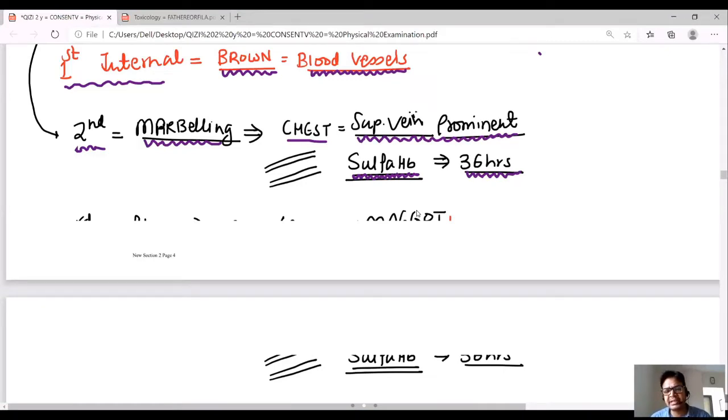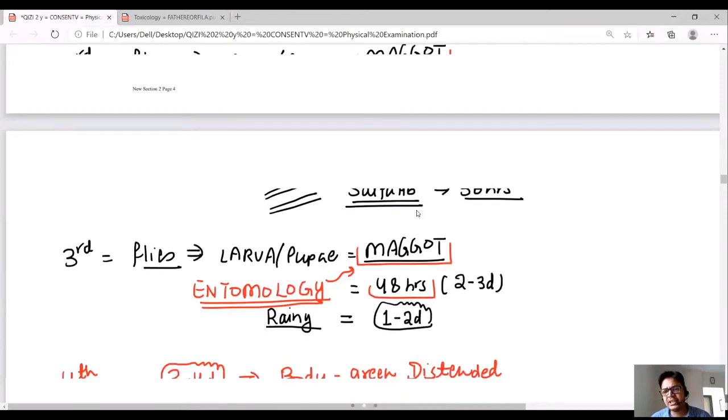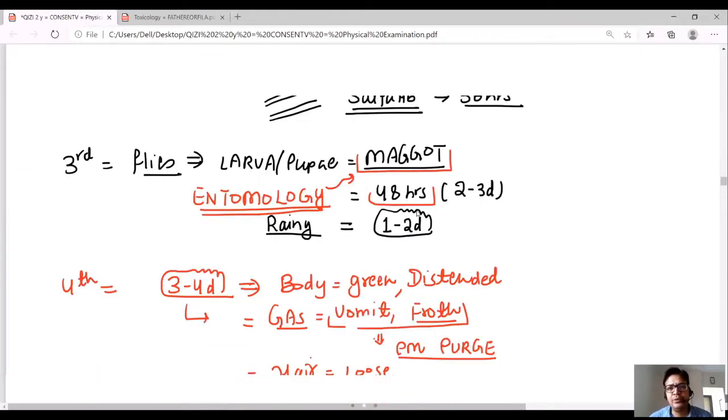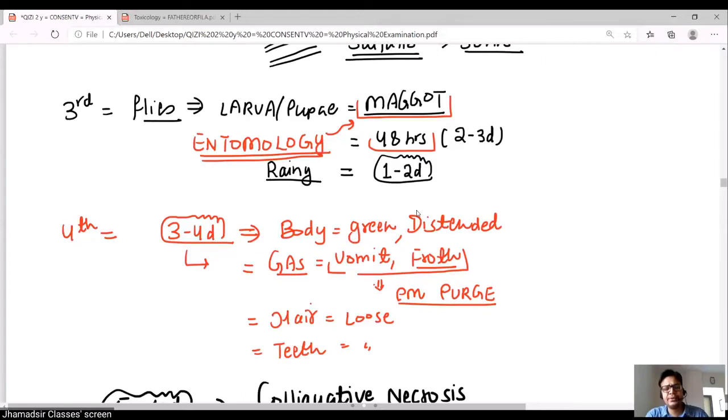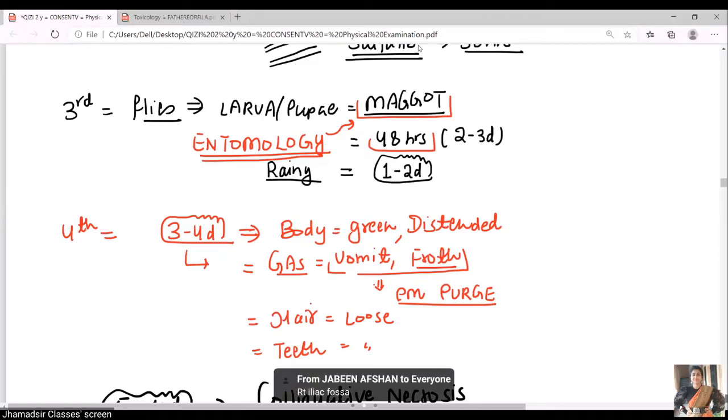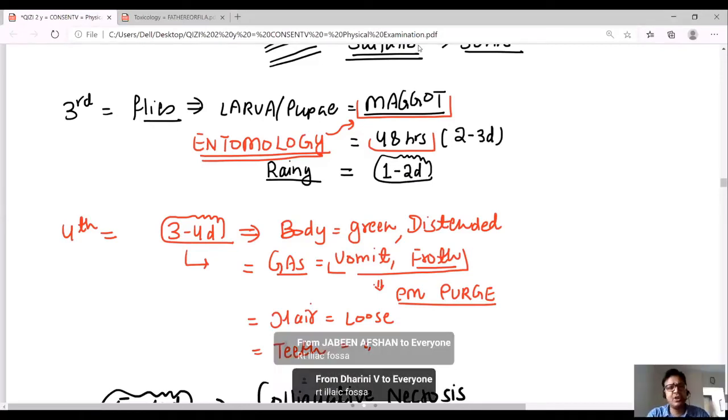So, doctor, revise with me. Which is the first external change of the decomposition? Write down. Greenish discoloration of right iliac fossa.